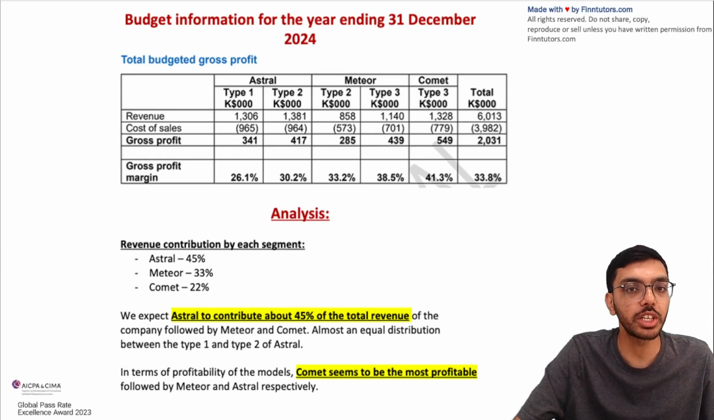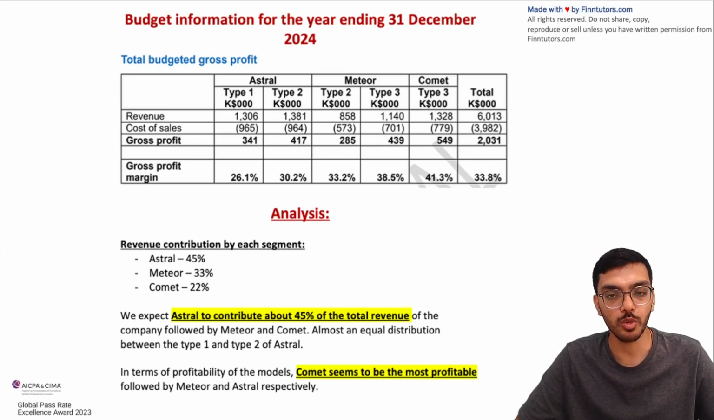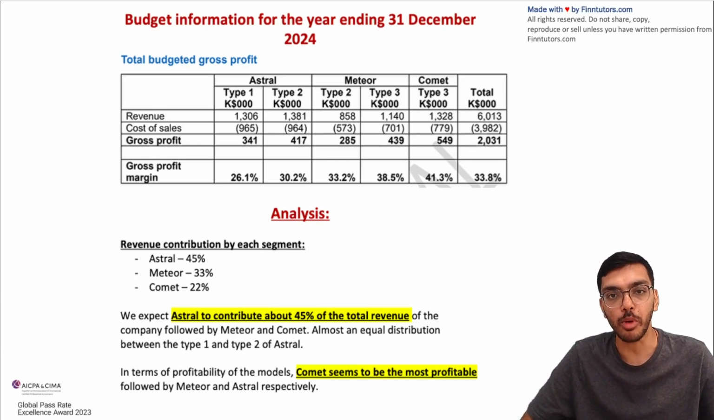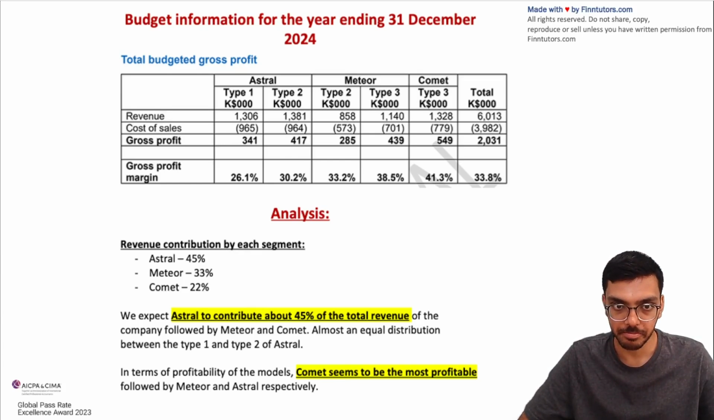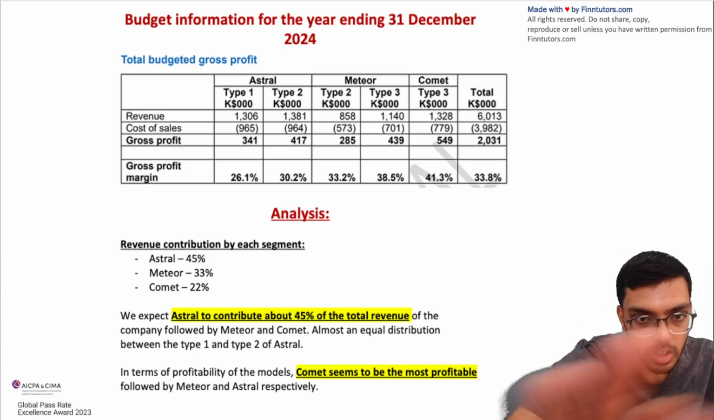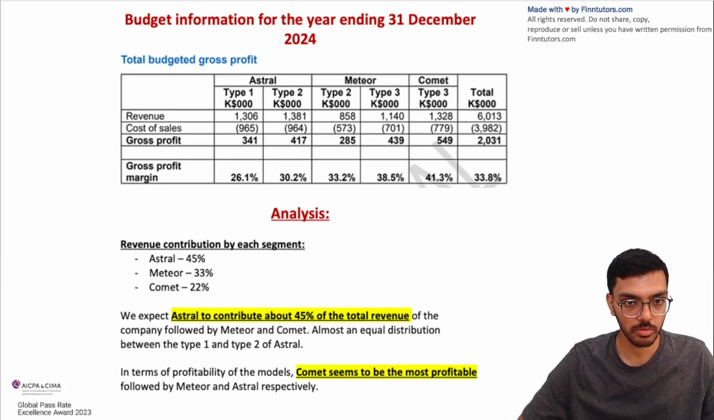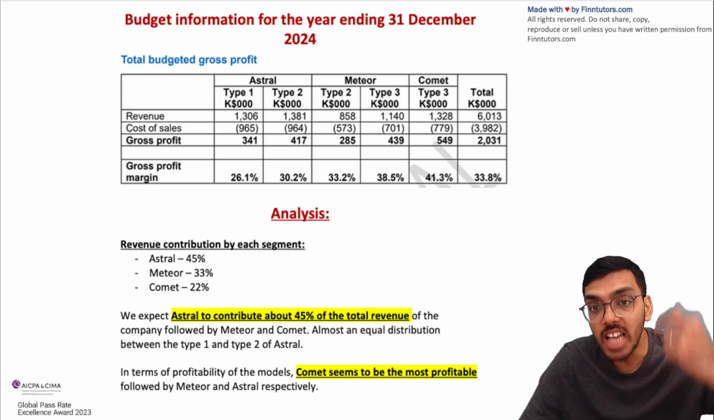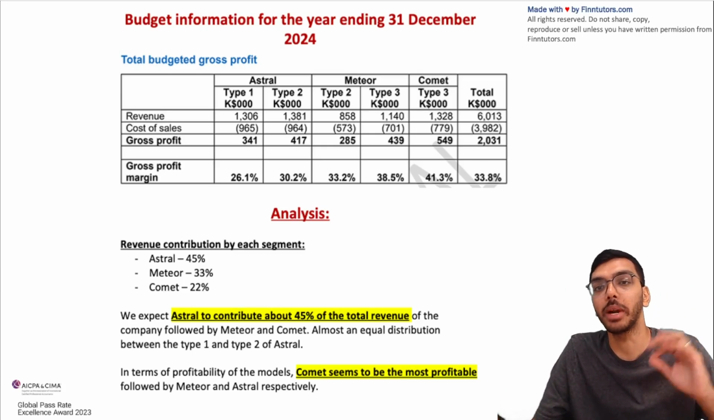So total budgeted gross profit has been given to us, where we have three main types of products, which is the Astral, the Meteor, and the Comet. In that, under Astral, we have two types, Meteor two types, Comet one type only. So if you look at this table that they've given us, the gross profit margin is highest in the Comet.